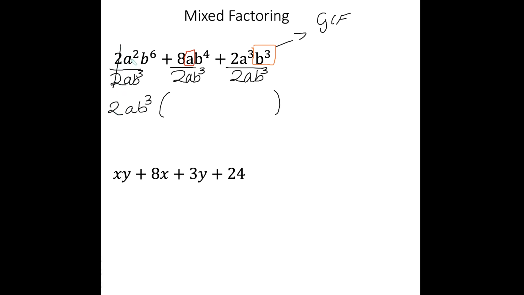The 2's cancel. A squared divided by a is a. B to the 6th divided by b to the 3rd is b to the 3rd. Plus 8 divided by 2 is 4. The a's cancel. B to the 4th divided by b to the 3rd is b. Plus the 2's cancel. The b to the 3rds cancel. And a to the 3rd divided by a is a to the 2nd.